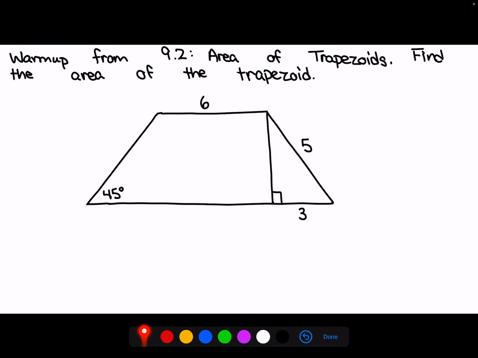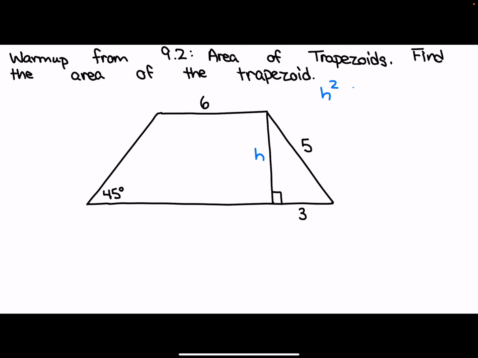Because as we can see, we have a base and a height because they are perpendicular to each other. So the first thing I need to do here is find the height of this triangle. If I find the height of this triangle, then I'll also have the height of the trapezoid itself. So in order to do that, I'm going to use Pythagorean's theorem. H squared plus 3 squared equals 5 squared.